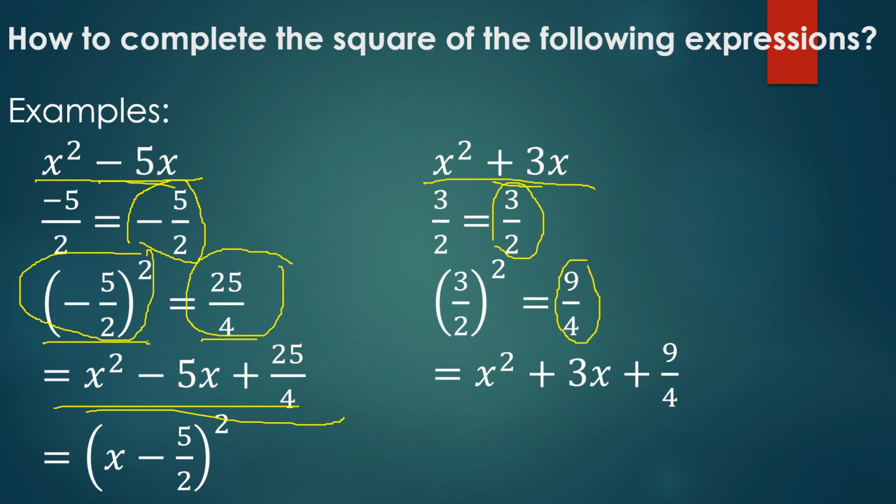So we have x squared plus 3x plus 9 over 4. And this perfect square trinomial can be written as square of a binomial by getting this one, positive 3 over 2. That's why we have x plus 3 over 2 quantity square. Now that we have already learned how to complete the square of the previous expressions, let us now apply this concept in solving quadratic equations.